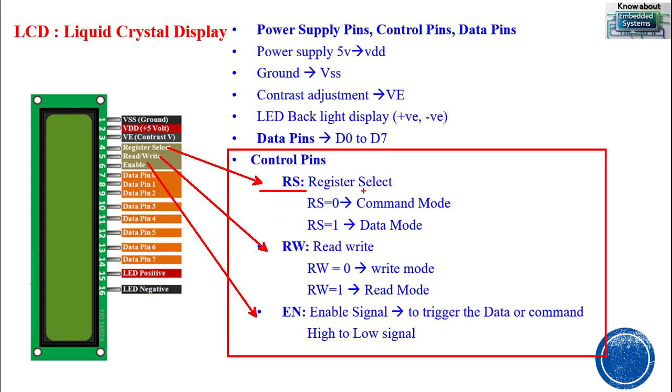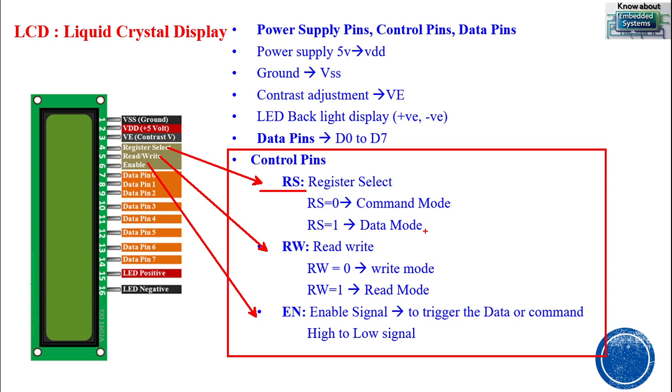RS stands for register select. So in this register selection, we can configure command mode and data mode. In the previous slide, I have explained there are 2 modes. One is command mode and one is data mode. So using this register selection, we can configure command mode and data mode. By making the RS pin 0, you can configure command mode, and by making the RS pin high, we can make it data mode.